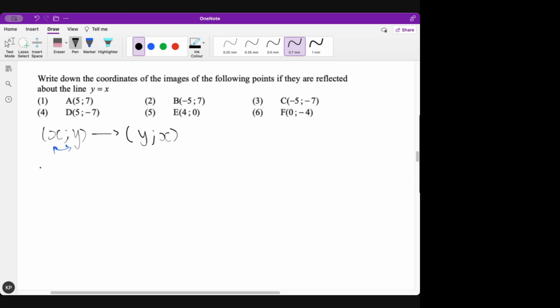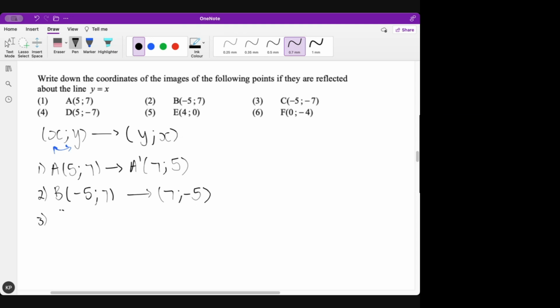Great. So let's start off with 1, which is point A, (5, 7). Tell me what the coordinates of A prime will be. (7, 5). Nice. Okay, so we're literally just swapping the numbers. No sign changes. Absolutely nothing. Just swapping the coordinates. B starts off at (-5, 7). What are my coordinates when I reflected? (7, -5).